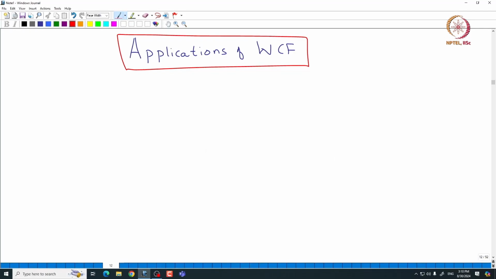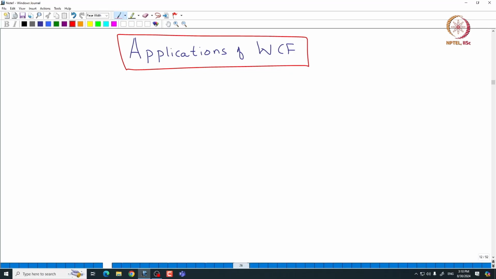Welcome back everyone. In this lecture we will see some applications of Weyl character formula. First we will begin with the Kostant multiplicity formula. For that purpose, first we need to define what is called the Kostant partition function.